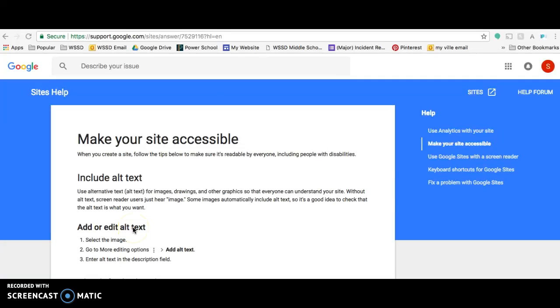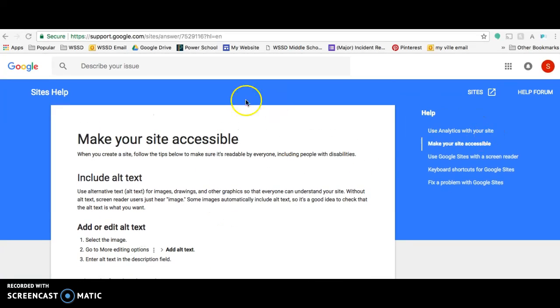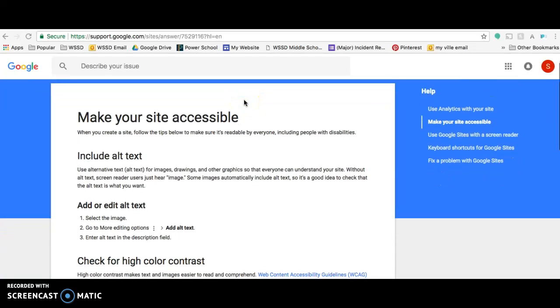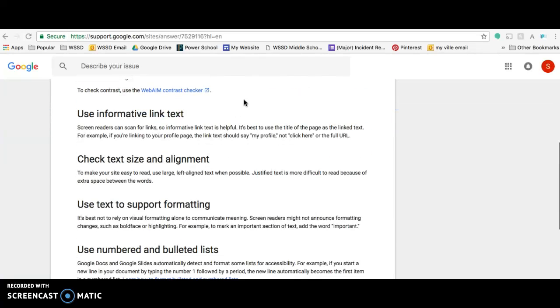Hello again. So before I go into evaluating my second course tool, I did want to just talk quick about my first tool again, my class website. I did a quick Google search and I found that Google has just a little list of different ways to make your Google site more accessible.